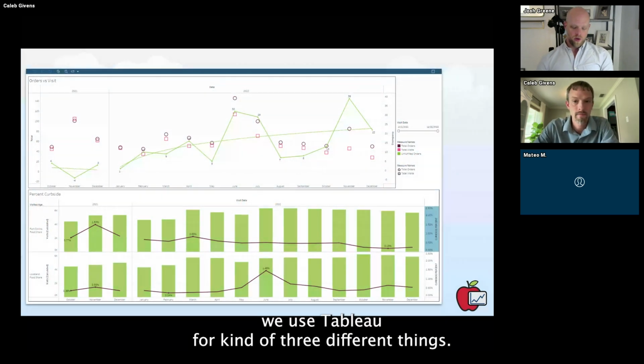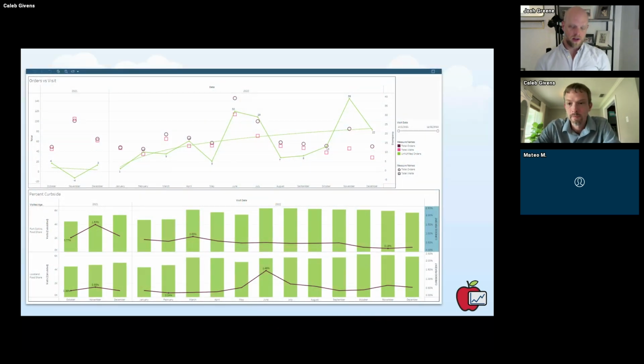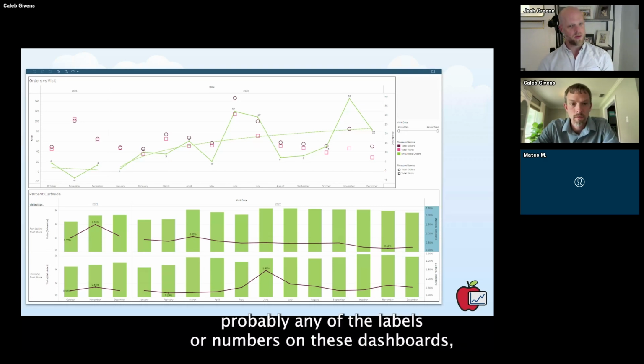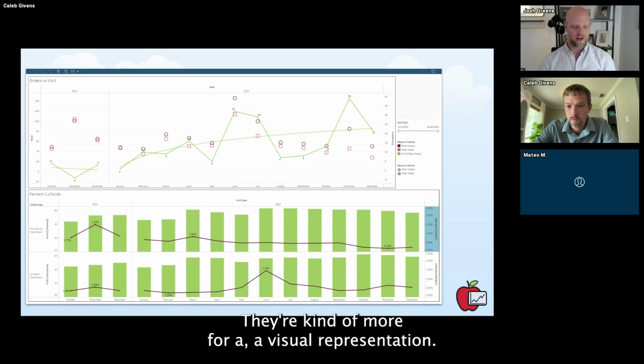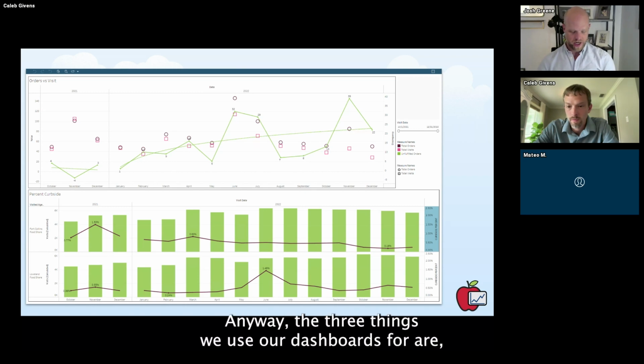We used Tableau for kind of three different things. I recognize you won't be able to read probably any of the labels or numbers on these dashboards or on these screenshots, but that's okay. They're kind of more for a visual representation anyway.